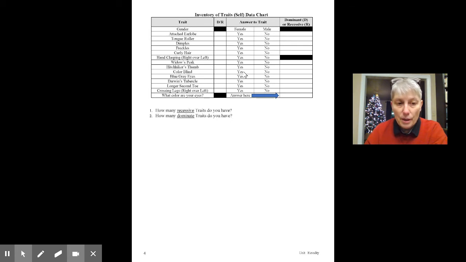And after you complete all this, you're going to send this back completed, so that we can have a little bit more of a discussion about the inventory of traits. And this is your self-inventory. Remember, we're not doing the whole class. Remember, too, you don't have to mark whether it's male or female. I'll know based on what you've turned in.